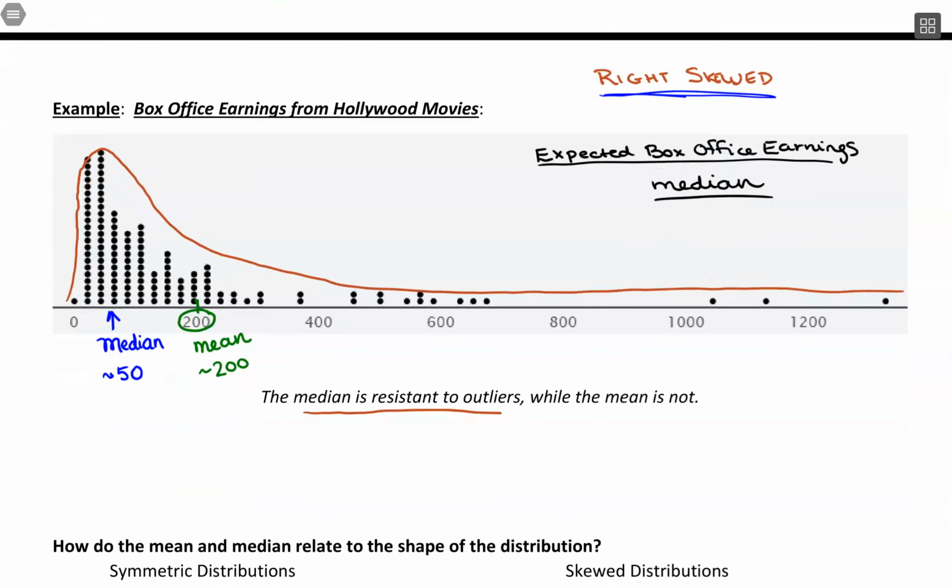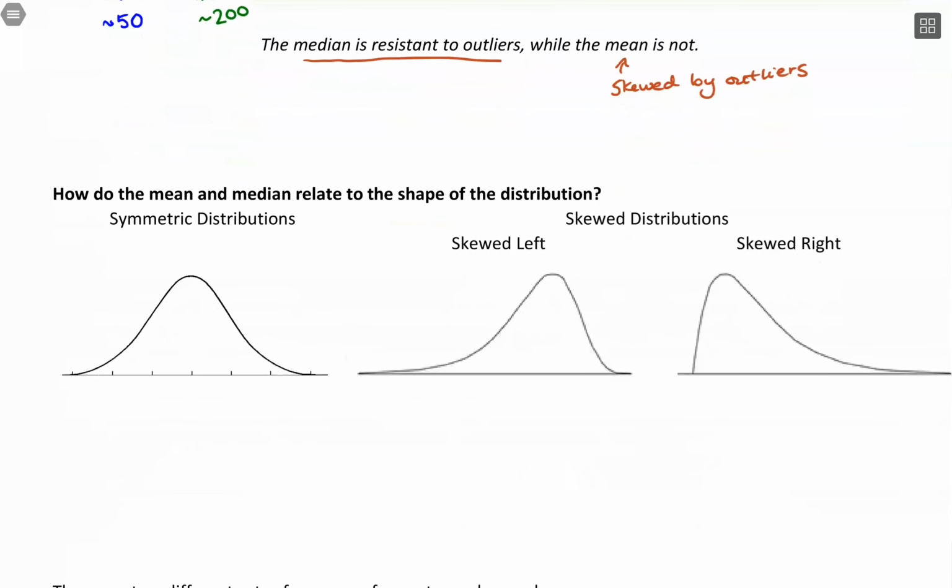So the mean is going to be affected by outliers, and more specifically, it's going to be skewed by outliers, and the skew of that mean is going to follow the skew of the graph. So that's where, when describing our graphs, we want to talk about where the tail is, because that's where the extreme values are, and that's going to move the mean in that same direction. So let's see how these line up, how mean and median change based on the shape of the distribution.